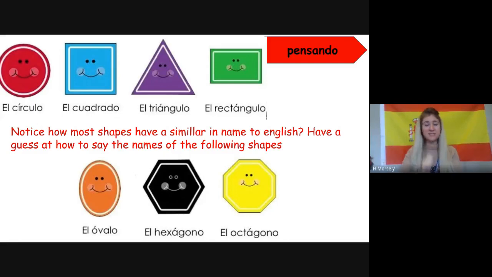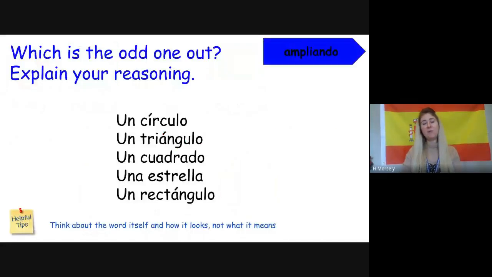So if you look, the start of the word is very similar to English: an oval, a hexagon, and an octagon. The same as the ones at the top: a circle, a triangle, a rectangle. Okay, so it's only really the endings of the word that are changing. Okay, so well done for having a go.